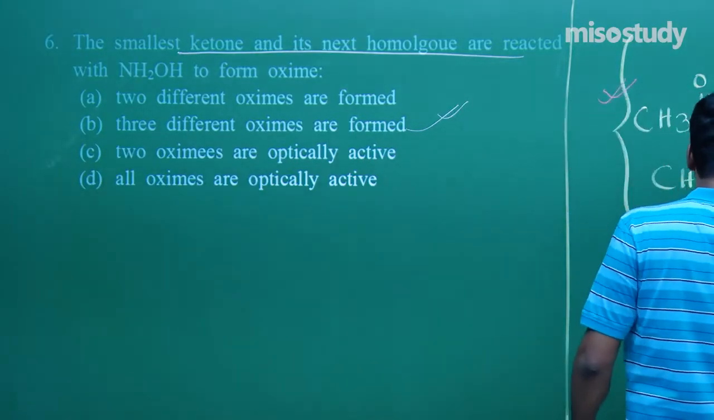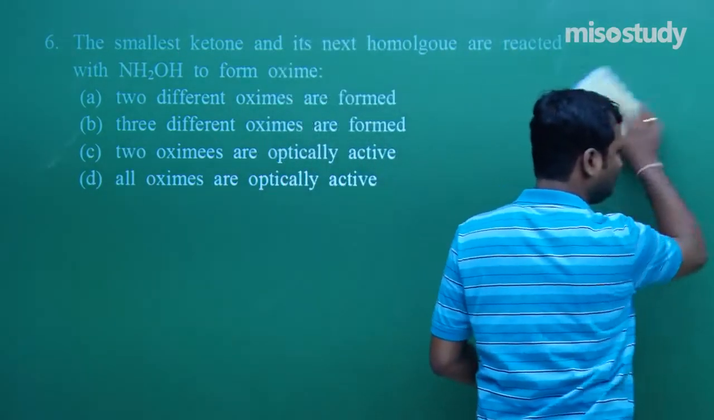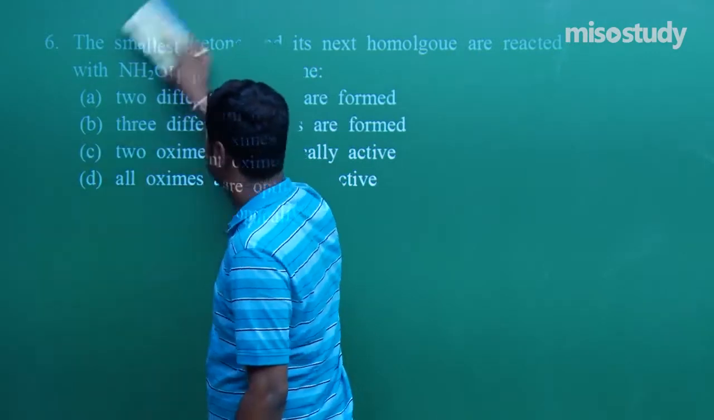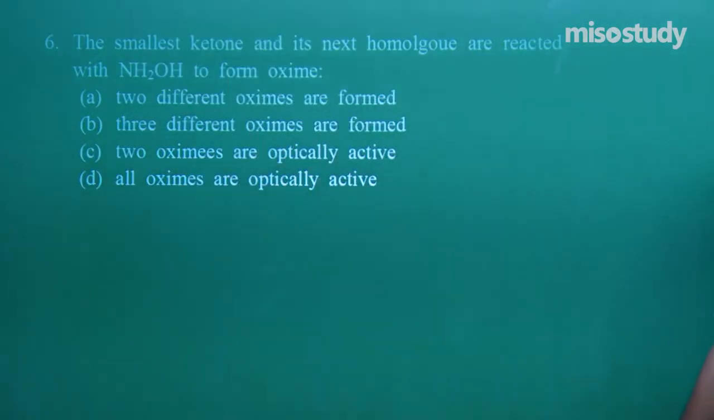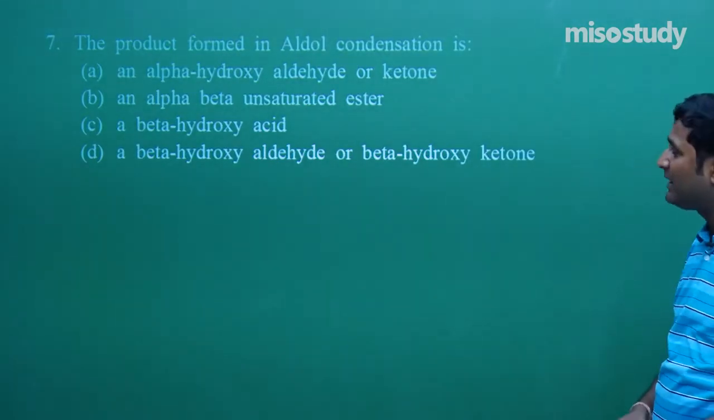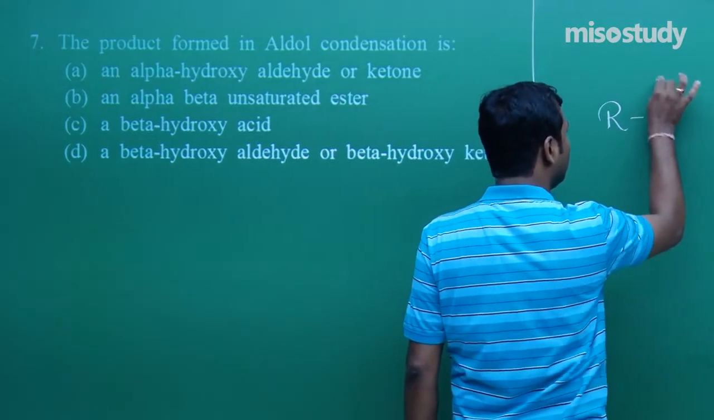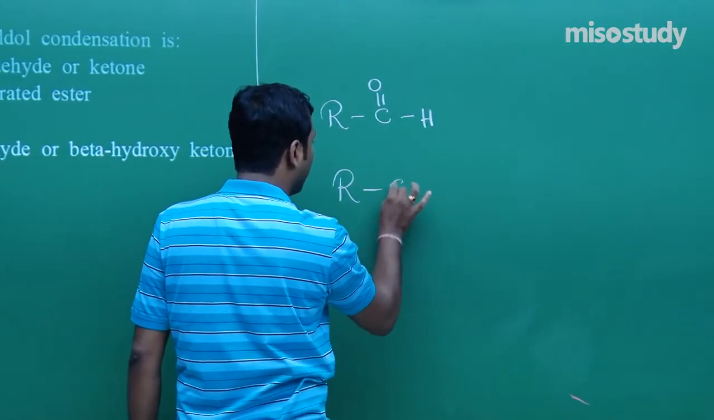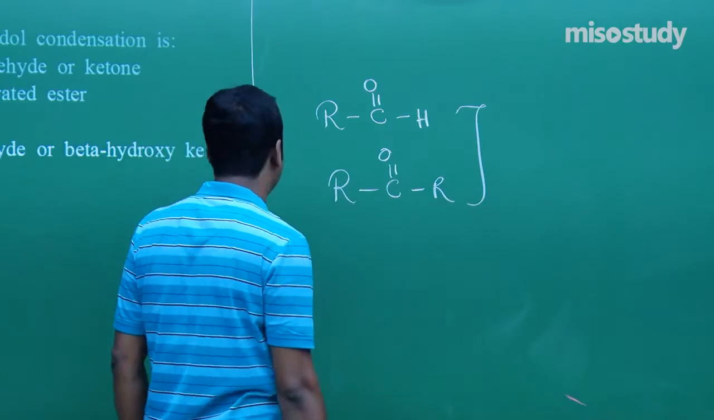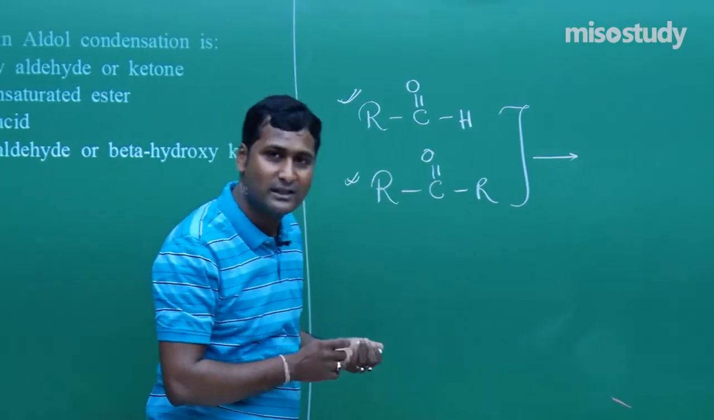Now friend, I'm going to rub this part and we'll discuss the next question. Now let's move to the next question, question number 7. The product formed in aldol condensation. It's very simple. If I talk about RCHO or RCOR, in all the cases, the product is beta hydroxyaldehyde or beta hydroxyketone. Do you remember?